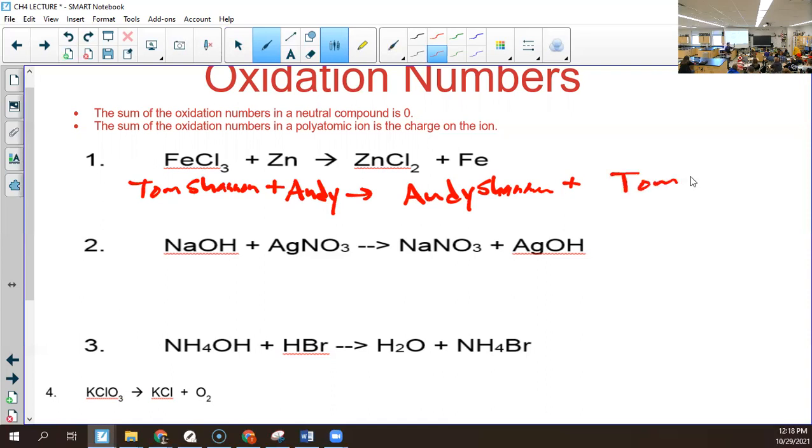So it's very simple. You have 2 things together and a loner, and then the loner kicks one of them out, and you now have a different compound and a new loner. These are called single replacement reactions. They're also called redox reactions. A single replacement reaction will always be a redox reaction. Turn and tell your partner the sentence I just said.